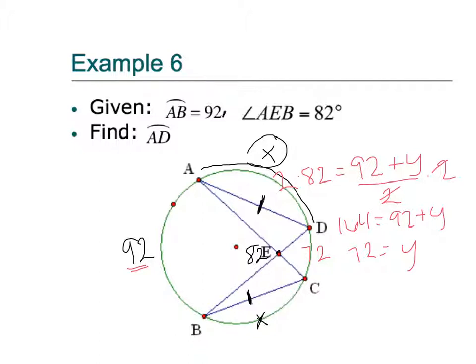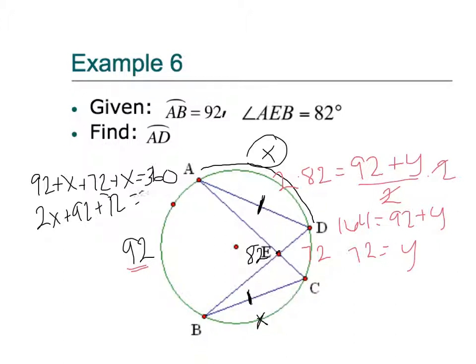Okay, we've got an entire circle here. All arcs here need to add up to 360 degrees. So would you agree with me, though, that 92 plus x plus 72 plus x equals 360? All I did was add up all of the arcs. Let's keep solving for x. So I know that 2x plus 92 plus 72 equals 360. Subtract 92 and 72 from both sides, and I get 2x equals 196. Divide by 2, and I find out that x equals 98.